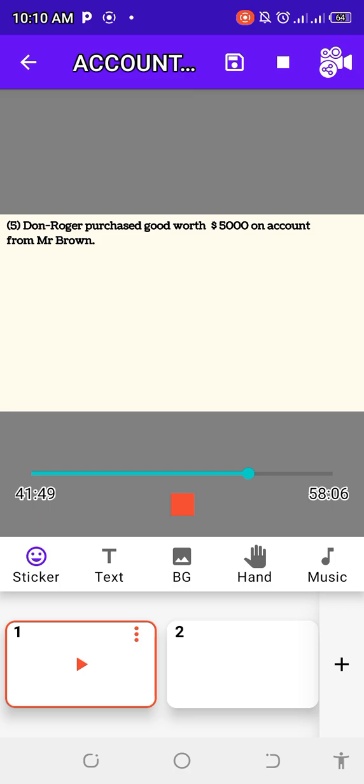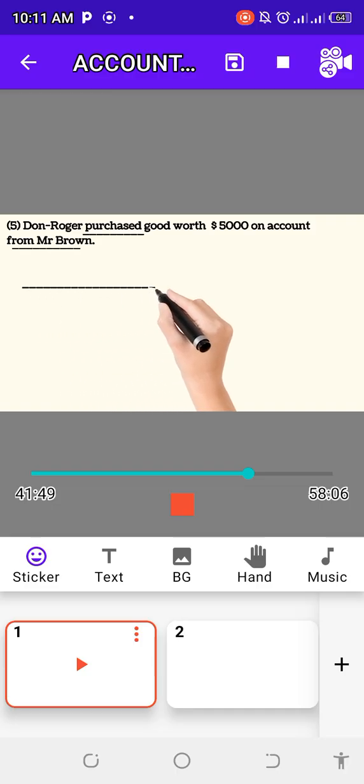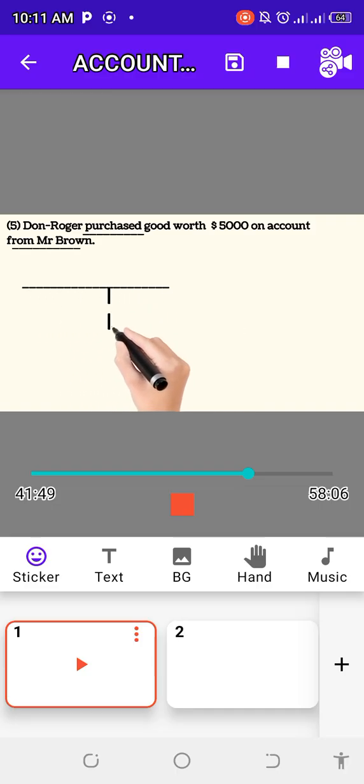The two accounts that are involved must first of all be identified. The two accounts are what? Purchases account and Mr. Brown account. In this case, Mr. Brown account is a liability account. So, according to what we have been taught from the beginning, we debit purchases account and credit what? Mr. Brown account, which is a liability account.